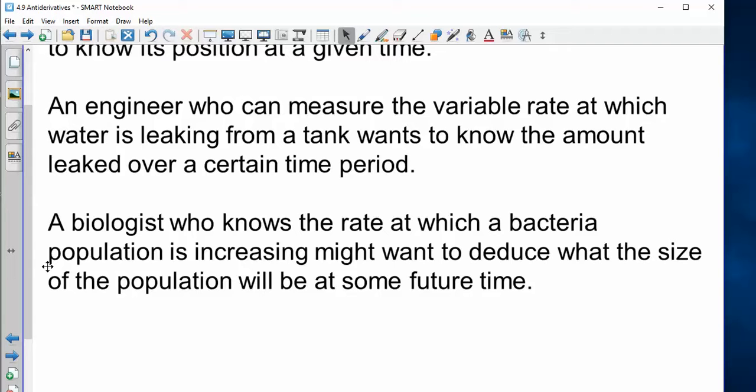Absolutely. This is probably really important right now when we're talking about all the coronavirus scare. If you know the rate at which a bacteria population is increasing, or we know the rate at which this virus is spreading, you want to know what size the population will be at a certain time, or how many people are going to be infected at a given point in time. So all of those ideas, if you know the rate, you might want to know how that translates back to the amount. I know how fast the coronavirus is spreading. I want to know how many people in the United States will be infected at a given point in time. So that is the idea of an antiderivative.